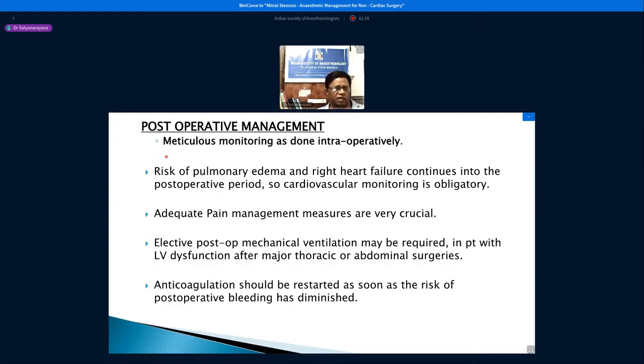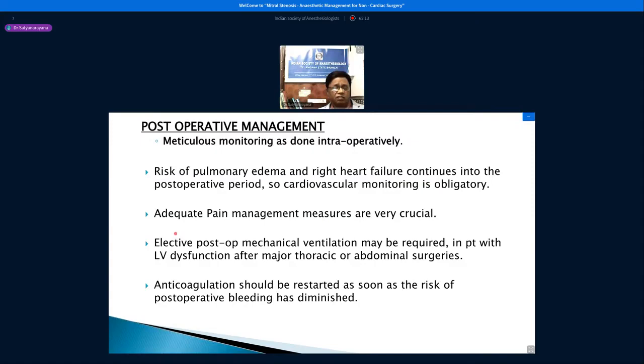The first 3 days are very crucial. The monitoring you do intraoperatively should equally be carried into the postoperative period, because there is always a risk of pulmonary edema and right heart failure continuing in the post-op, so cardiovascular monitoring is obligatory.